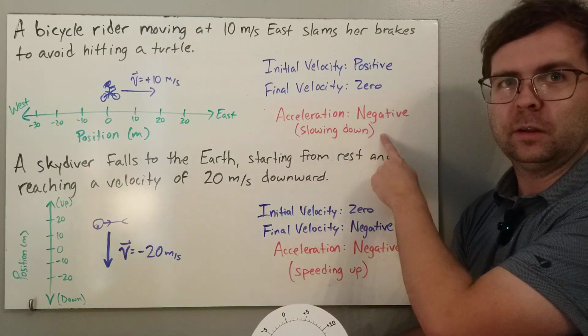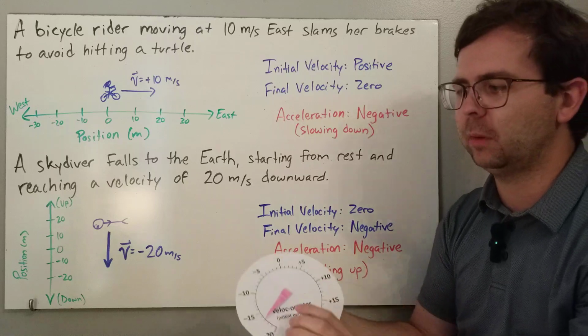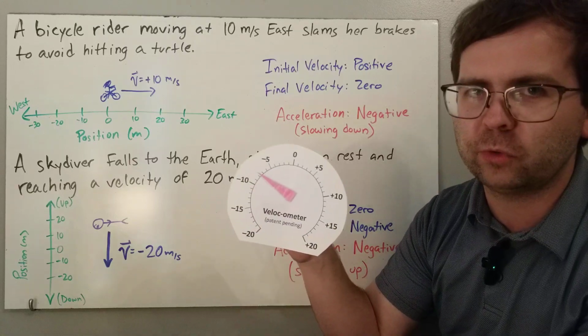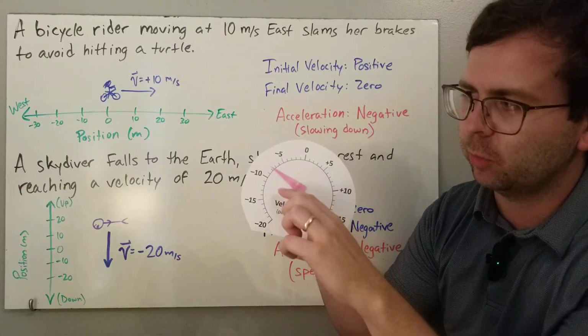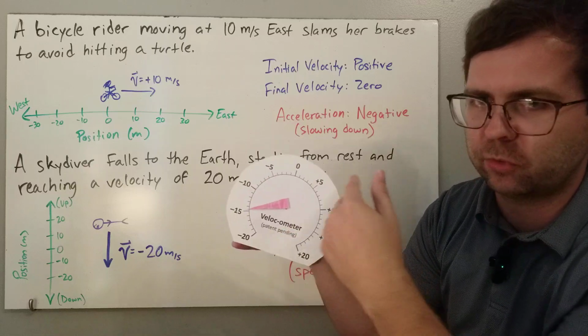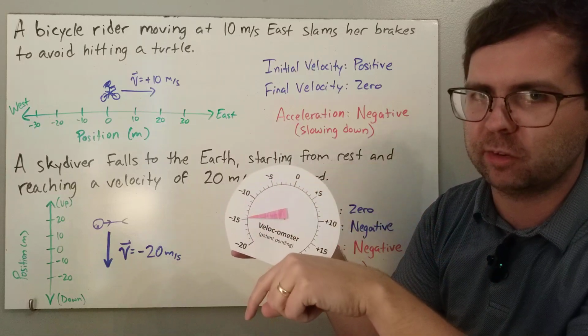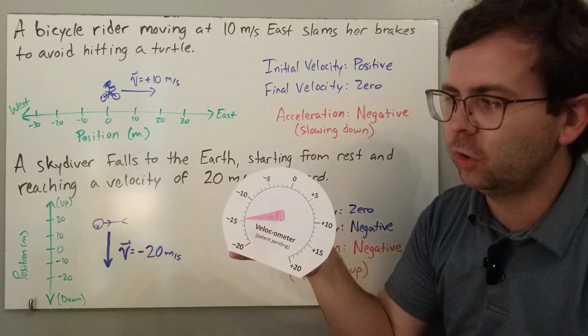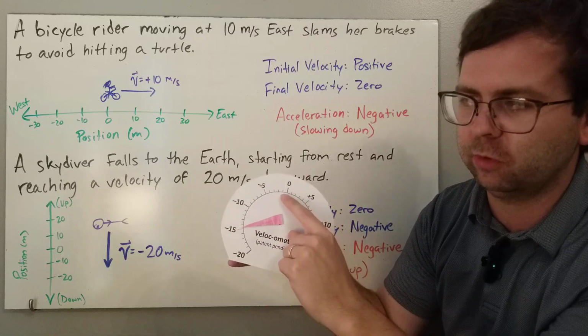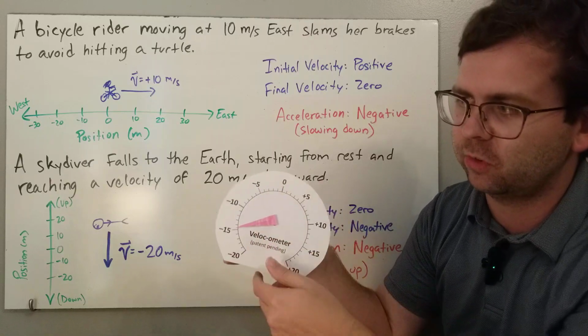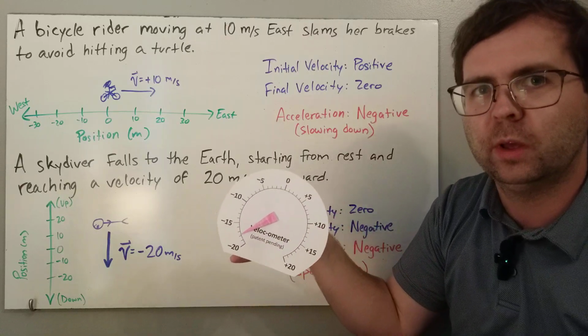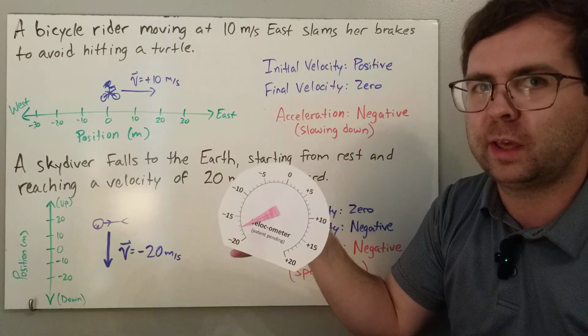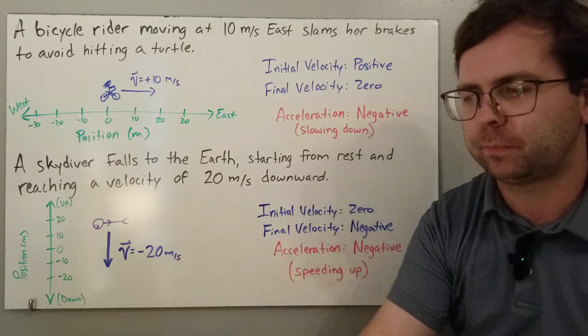It can, but it doesn't necessarily mean that, because what matters is where your velocity was at the beginning. If you're moving in the negative direction on this velocimeter, you have a negative acceleration, but that could mean you're actually getting faster because zero speed is here at the top. You're getting faster and faster moving away from zero. And so negative acceleration can mean speeding up.